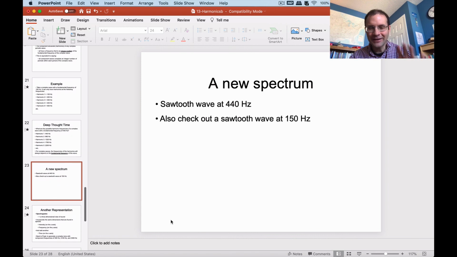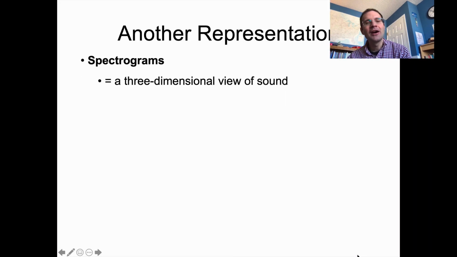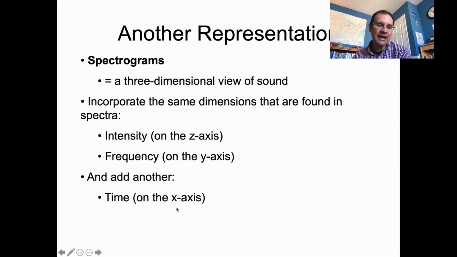I was going to tell you a little bit about how speech works. I'm going to wait for that in a second. I'm going to tell you about another representation before we get to that. So spectrograms are a three-dimensional view of sound, which incorporate the information we get in a spectrum or a power spectrum, and also add time to it. Those wind up being super useful. A spectrogram is going to plot intensity on the z-axis, and then it'll also plot frequency, this time on the y-axis. And then it's going to add time on the x-axis.